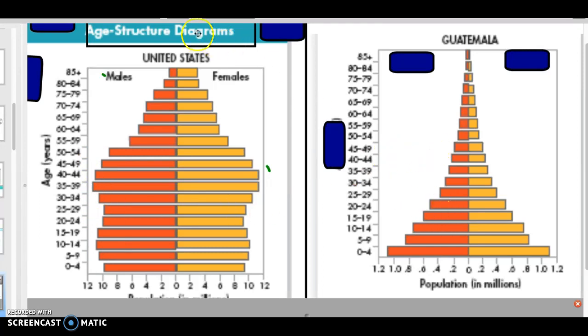But if you look at Guatemala, you have a lot of young children. And so when they get to be in their 20s and 30s, there'll be a whole lot more of them, which means that they'll probably produce a lot more children. So you should see a rapid growth over the next 30 years in Guatemala.